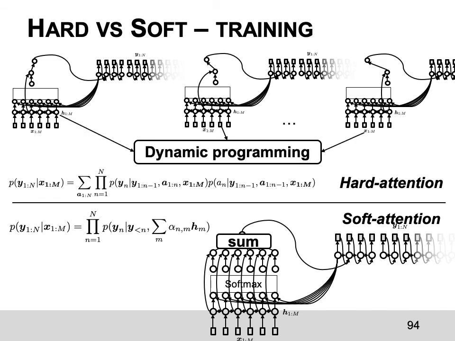Similarly, in the training stage, we have to use dynamic programming to summarize all possible alignments in order to evaluate the model likelihood for the hot attention-based models. In contrast, soft attention does not require us to do so. We just do the same as what we use for the generation stage. We do the weighted sum for each time step.